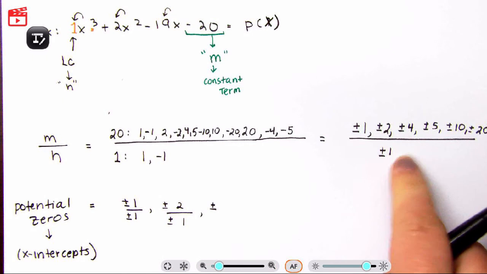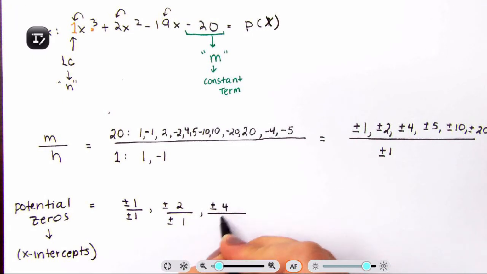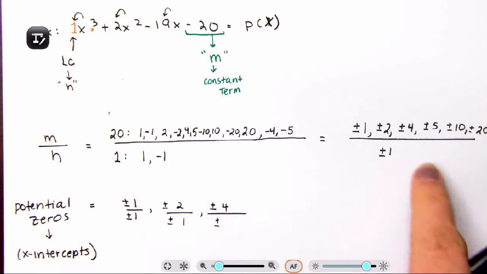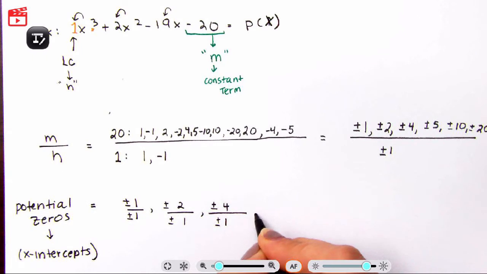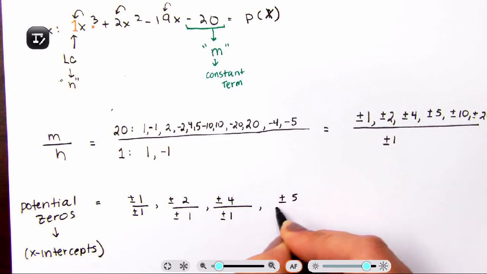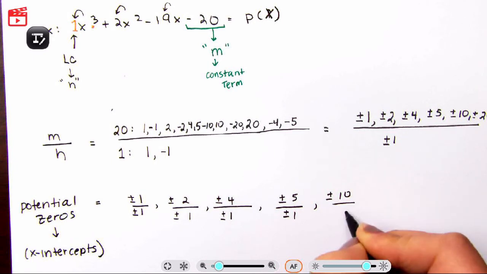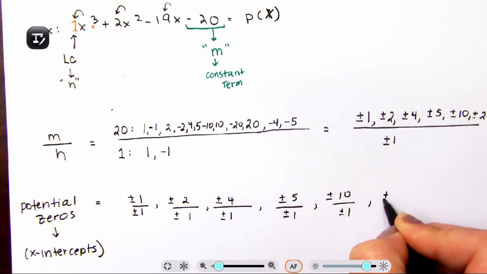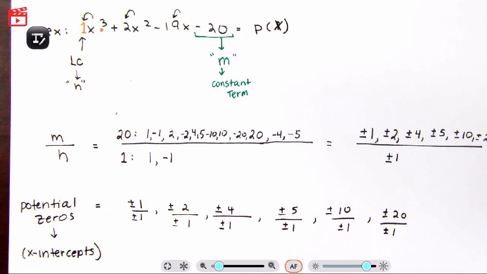So if there was another number in the denominator, we'll do another example, we would do this twice. If there's 3 denominators, we would do this 3 times. So I am writing out, these are all of my possible zeros, all of my potential x-intercepts. Okay, so again, there's so many plus or minuses. Let's go ahead and simplify that.